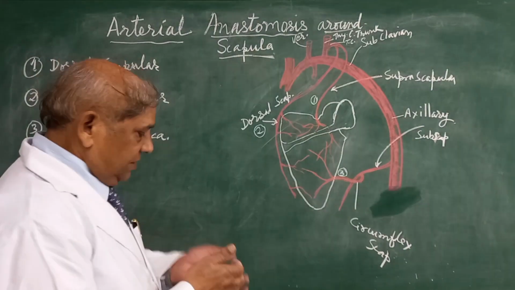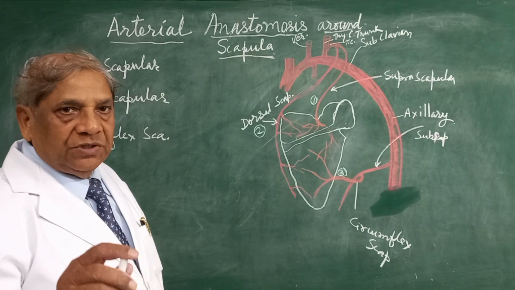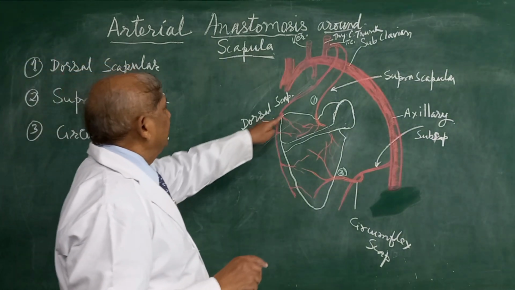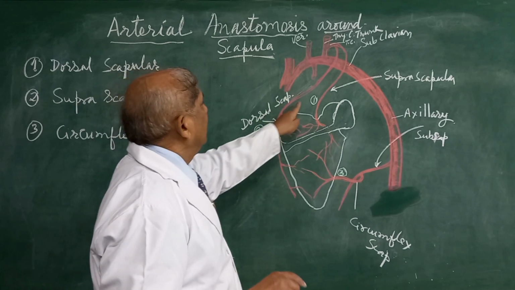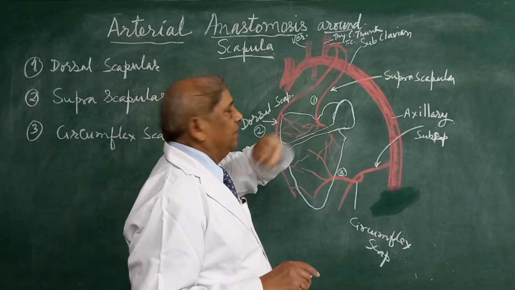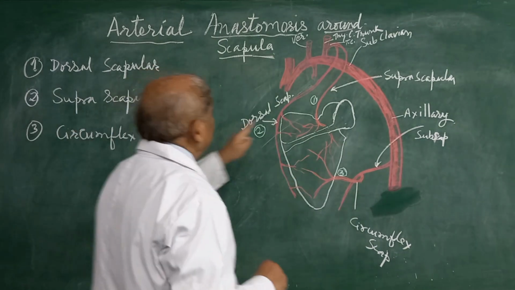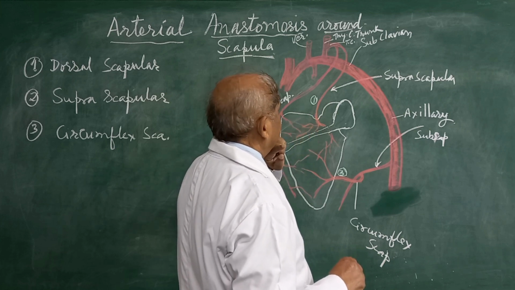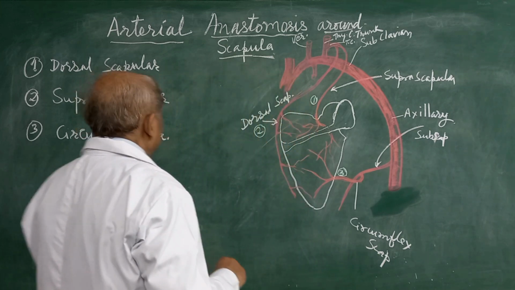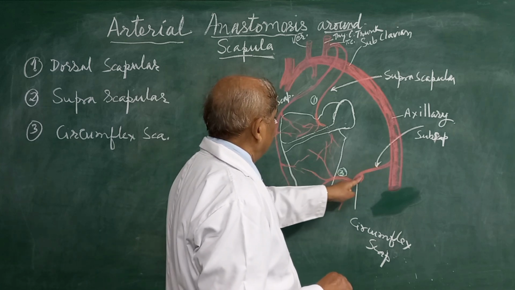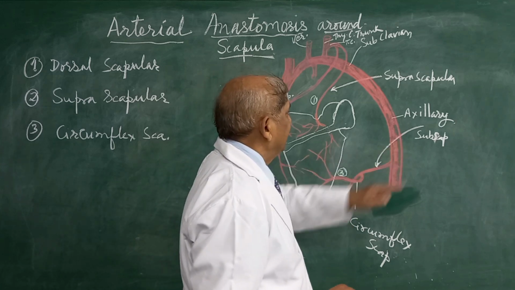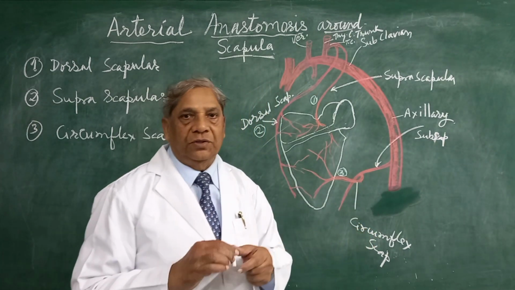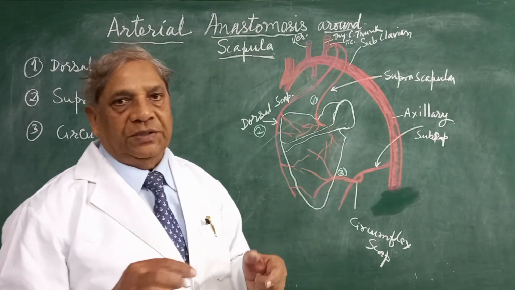Now here for the arterial anastomosis, which are the branches of the arteries which are taking part? Here is the dorsal scapular artery, which is taking origin from the subclavian artery. Then the supra-scapular artery, which is also a branch from the subclavian artery, that is number 2. And the third is the circumflex scapular, which itself is a branch from the subscapular artery. Let us see these branches which are taking origin from the two different important arteries.